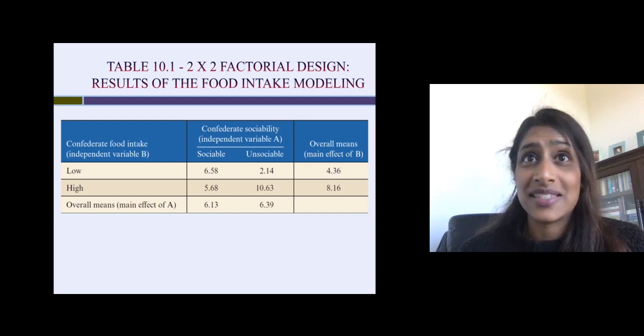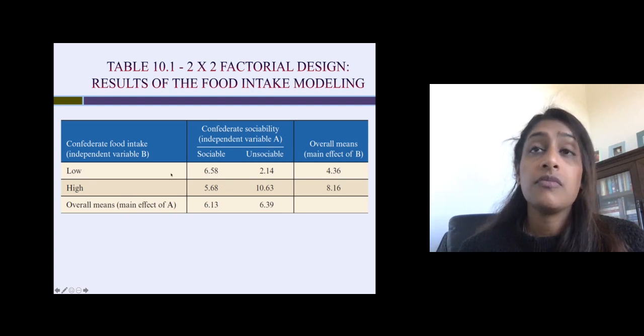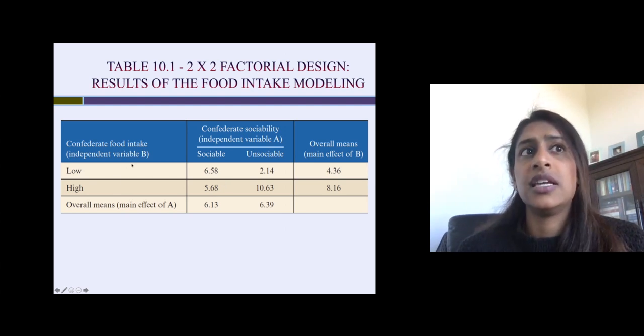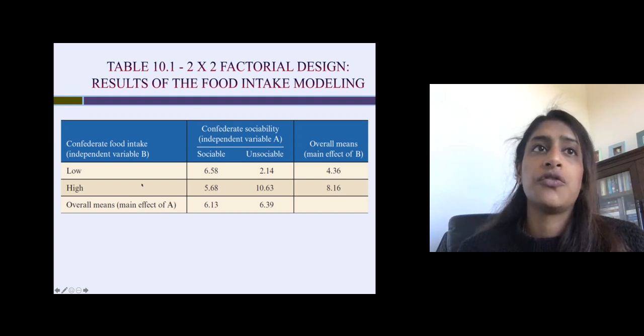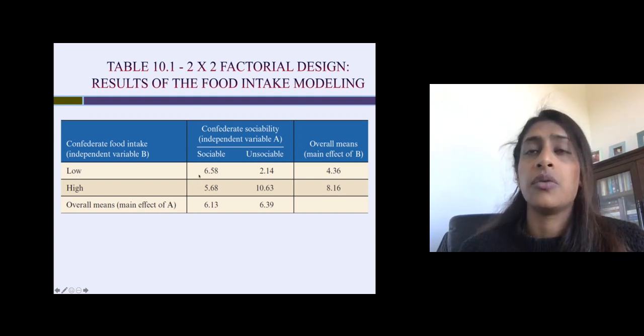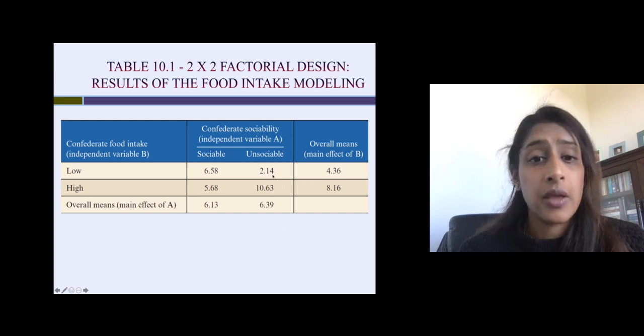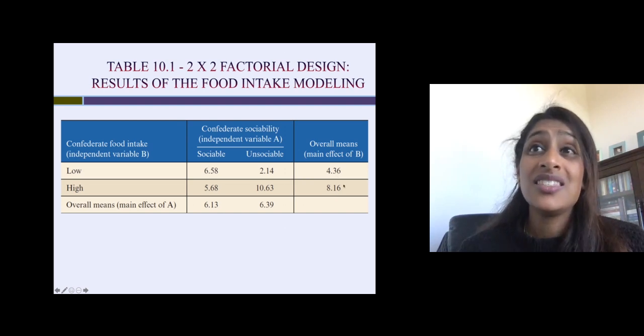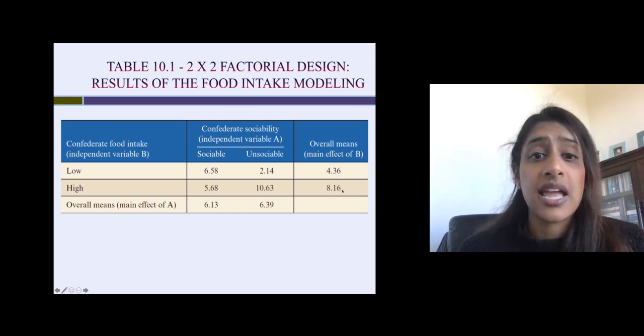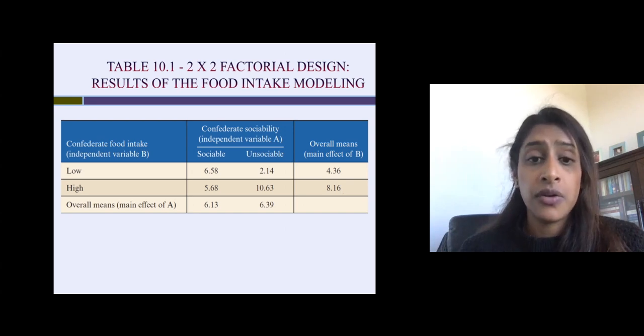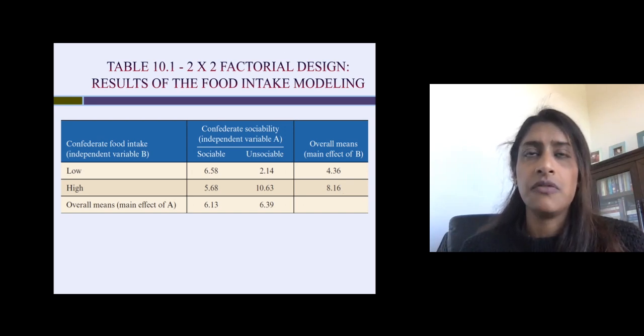So what is this sort of telling us? Well, let's take a look at the main effect. Let's see if there's a difference in how much food our Confederate eats, either high or low. In order to do that, we add 6.58 plus 2.14, and then we divide by 2. That gives us 4.36. We do the same thing across: 5.68 plus 10.63 gives us 8.16. These numbers are quite different from each other, so we would say that there is a main effect by Confederate food intake. So that seems to influence us.